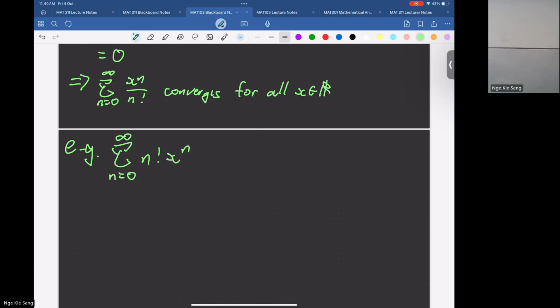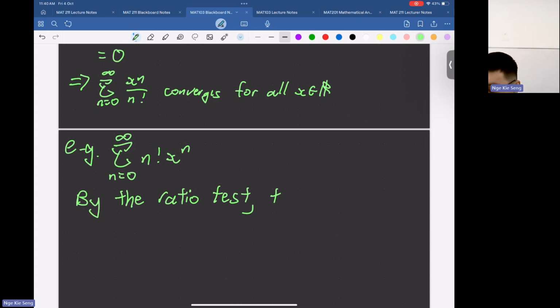Only 0, because 0 plus 0 plus 0 plus 0 is 0. Okay, so we need to prove it. How to prove it? Because you only know that if you put x equals 0, it converges. But how do you argue that the other cases diverge? So we have a good tool again. What's the good tool? The ratio test. This is a very good tool to use.